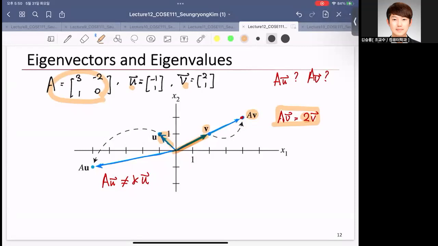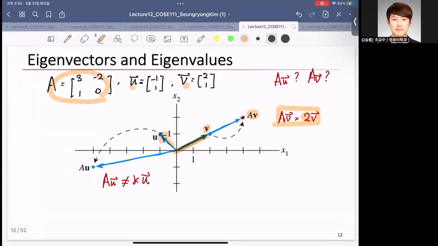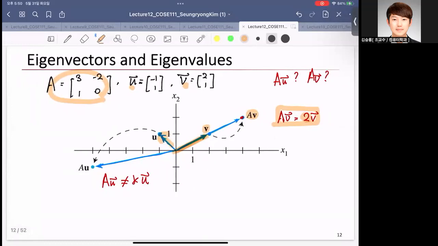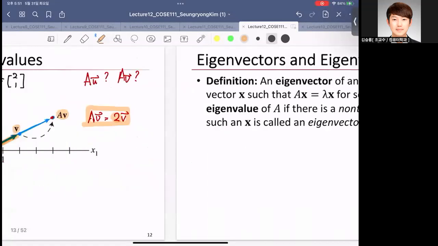So here, understanding the meaning of eigenvectors and eigenvalues is more important than computing eigenvectors and eigenvalues, right? To compute them, you can just use some predefined equation. Then in your final exam, you can just use that equation to compute eigenvectors and eigenvalues for an arbitrary matrix A. But you have to understand the meaning of eigenvectors and eigenvalues.